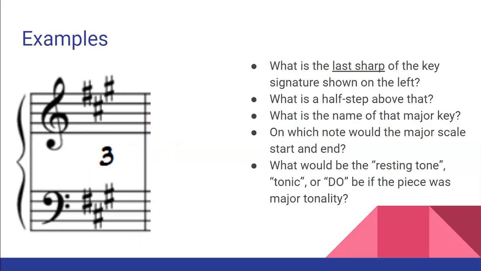This time we have 3 sharps. What's the last sharp? G sharp. What is a half step up from G sharp? A. So the answer is A.